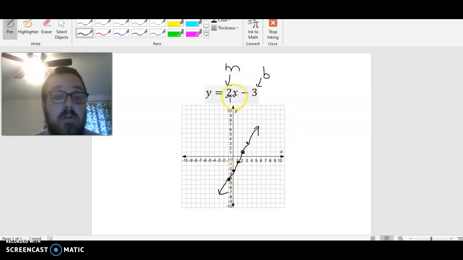If I put in 2, I would get out 4 minus 3 is 1. So I go over here, let's see, 2, 1, there's a point on my line. That would be a solution to this.